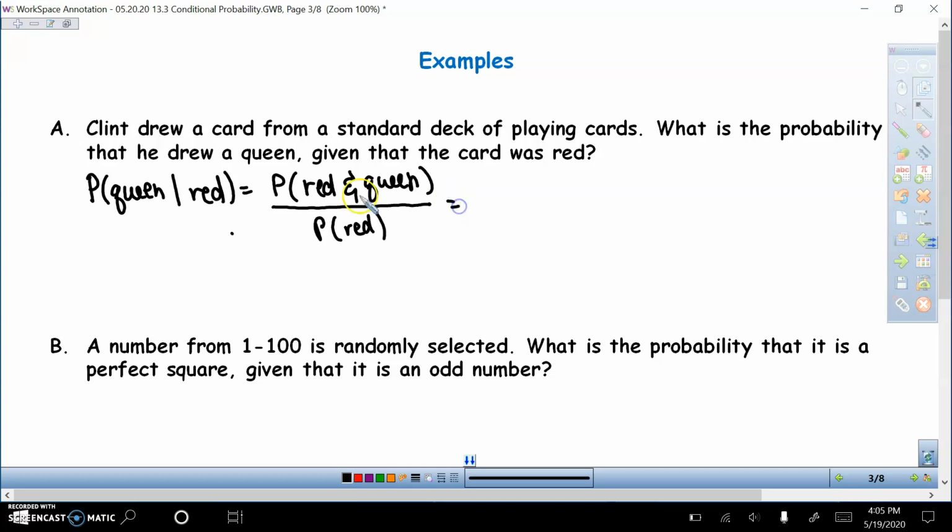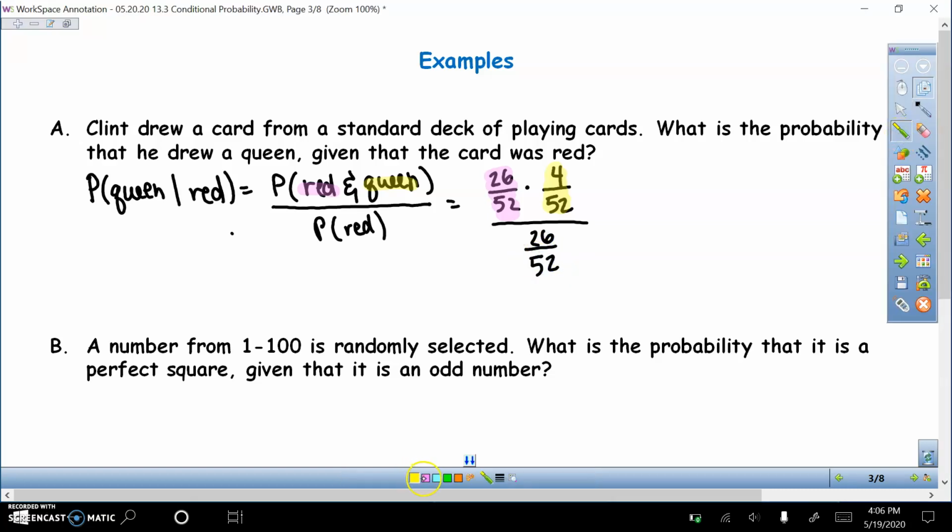So the probability of red and a queen means we're going to have 26 out of 52 cards that are red, so that represents this part right here, the probability that it's red, times the probability that it's a queen. Well, there are 4 queens out of 52 cards. Divided by the probability that it's red. Well, the probability that it's red is 26 out of 52.